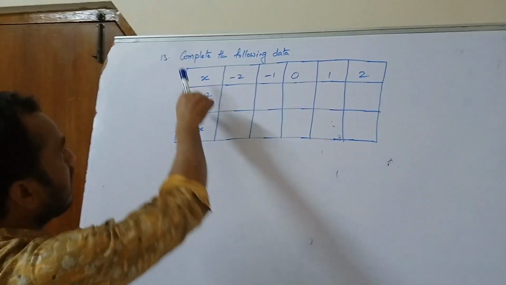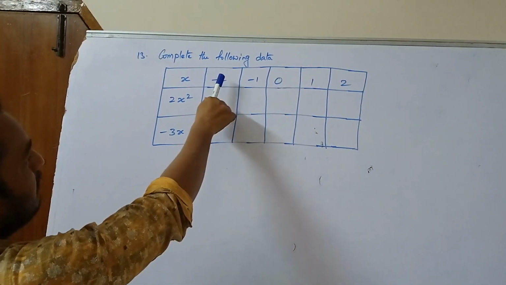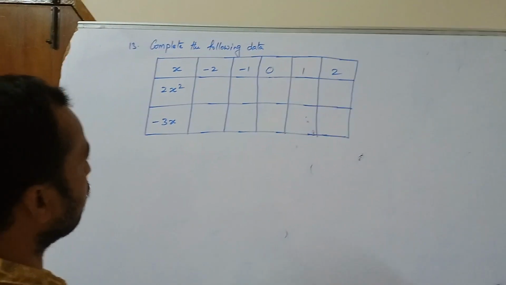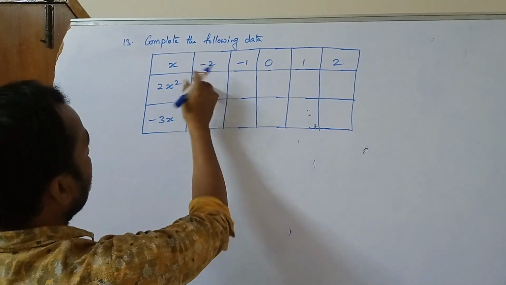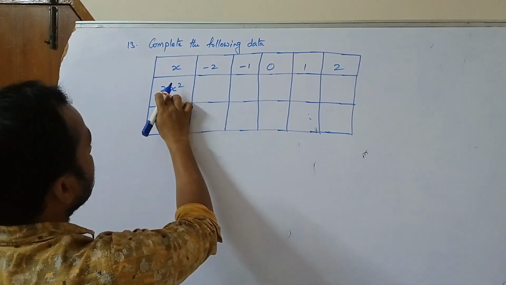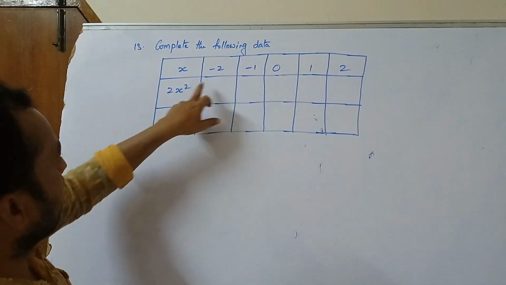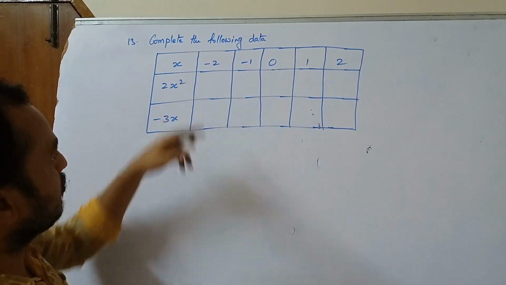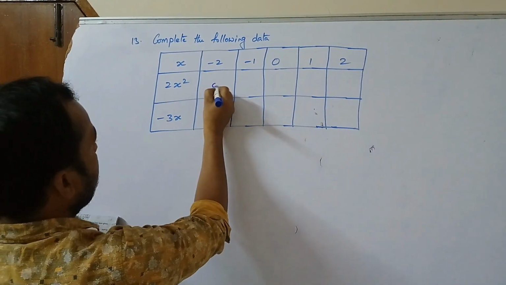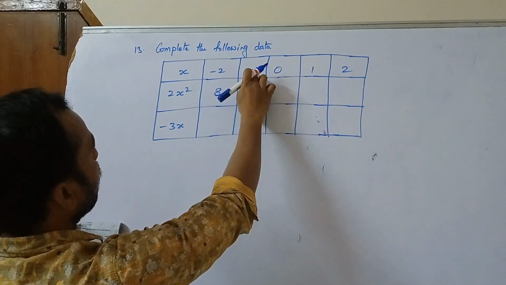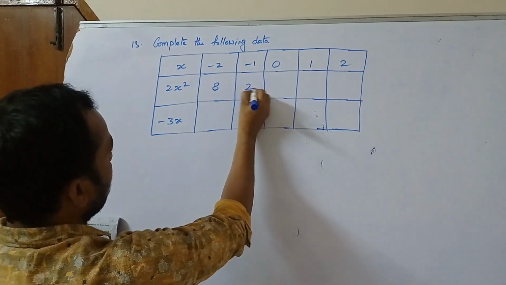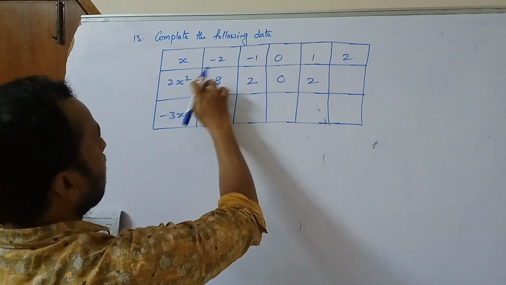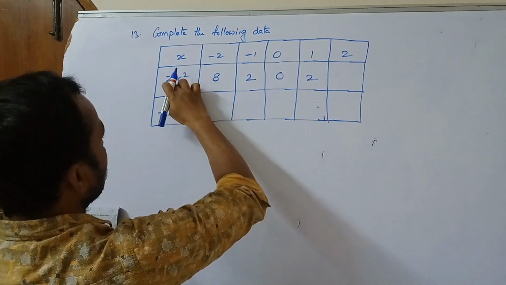Question number 13. Complete the following data. x: minus 2, minus 1, 0, 1, 2; 2x square minus 3x. Here if you want to complete 2x square, take x as minus 2: minus 2 square, the minus becomes plus, 2 square is 4, 2 fours are 8. Next 1: 1 square is 1, 2 ones are 2. 0 is anything 0. 2 ones are 2. Here take x is 2: 2 square 4, 2 fours are 8.